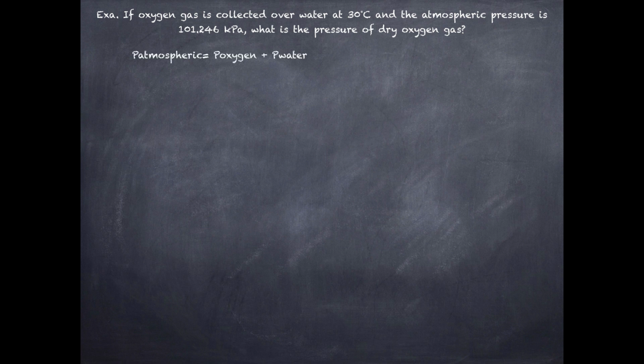So remember, my atmospheric pressure equals the partial pressure of oxygen plus the partial pressure of water. My atmospheric pressure is 101.246. I'm looking for my partial pressure of oxygen. What is my partial pressure of water?